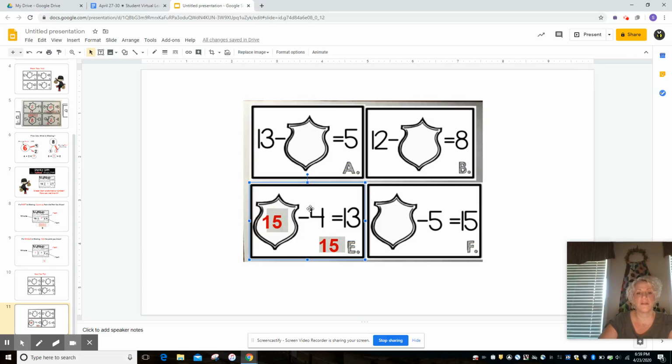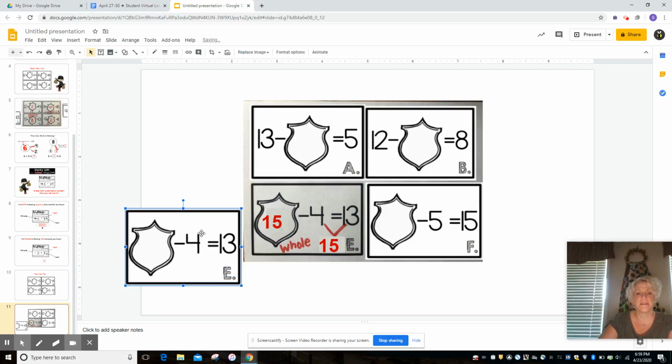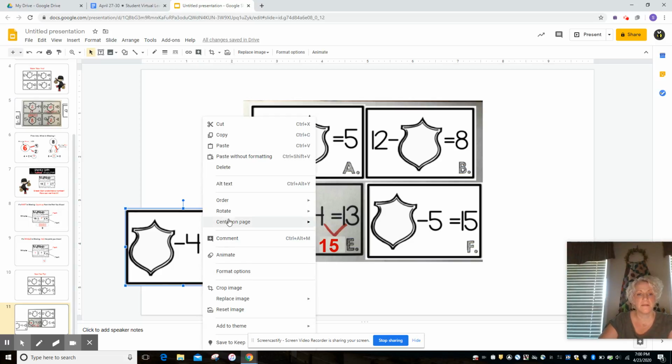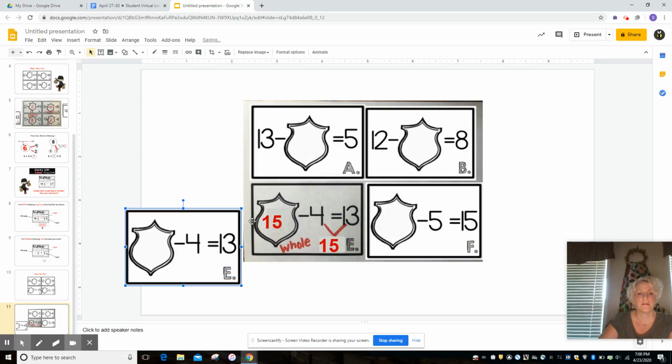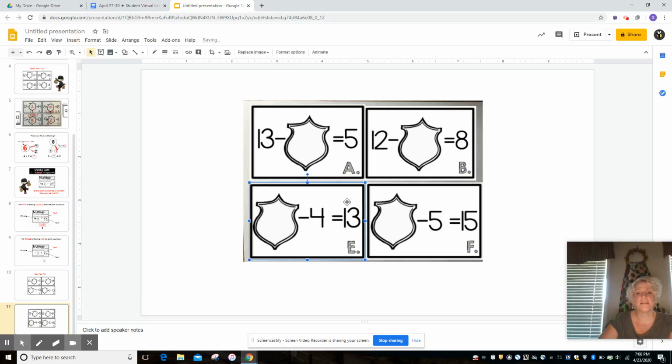All right, so we're going to take a look. Uh-oh, this one got messed up. We're going to take a look at these problems here. Let me just fix this. Okay, you got a sneak peek.